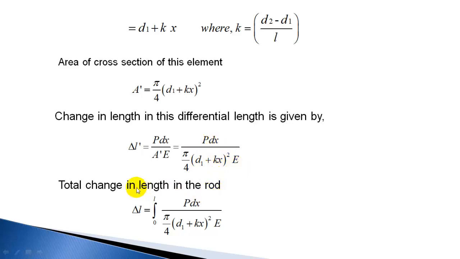Length is dx. Now this is only the change happening in the differential length of the element. To find the total change in length, you can integrate it from 0 to L. So this quantity you integrate from 0 to L. Now the constants you can take outside. P is the axial pull, which is constant for all the elements. All the elements are subjected to the same pull P, and pi by 4 and E are all constants. So if you take these outside, 4P by pi E will come outside, and the rest of the things will be inside the integral.